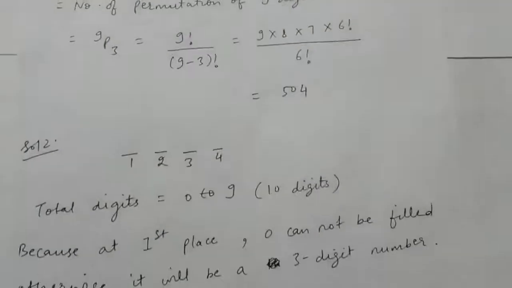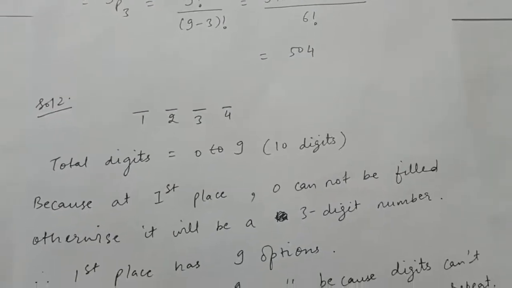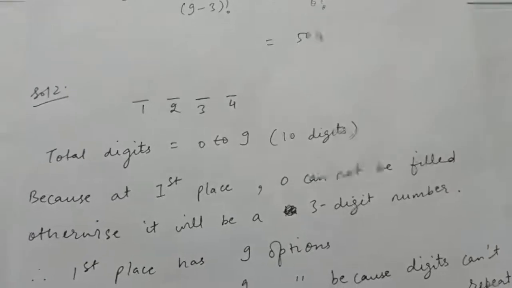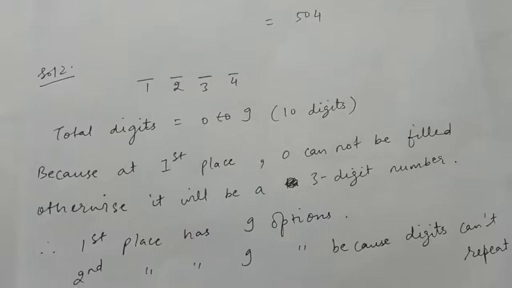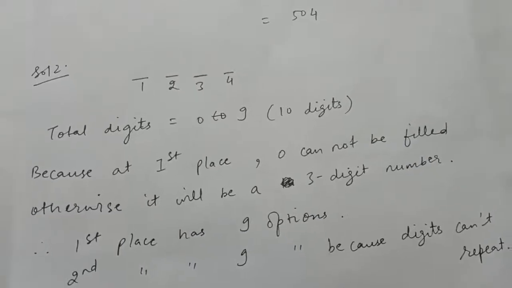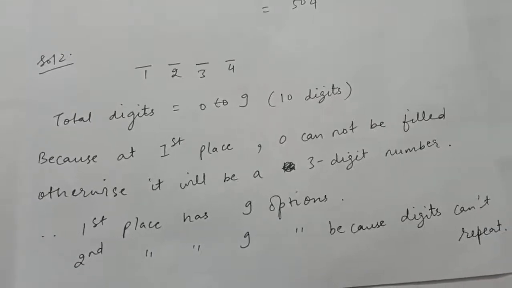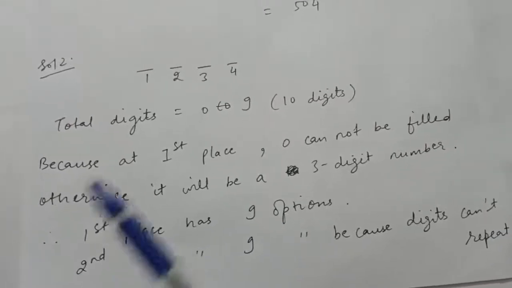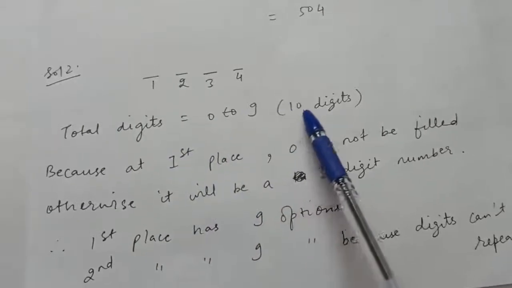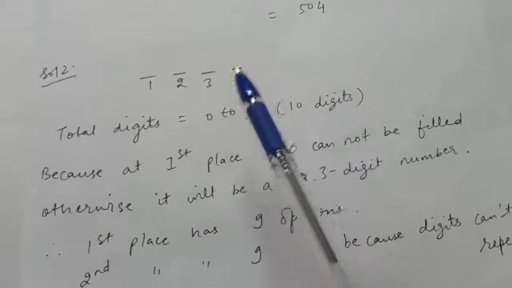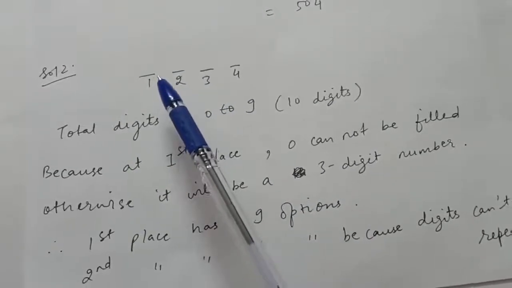Now question number second is, how many 4-digit numbers can be formed with no digits repeated? Now see, they have asked to make a 4-digit number. Also they have said that digits cannot repeat, but they have not given the digits. Therefore we will take all the digits known to us, right? So the total digits which we will use are 0 to 9, that is 10 digits, right?